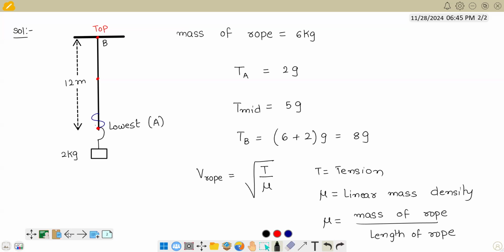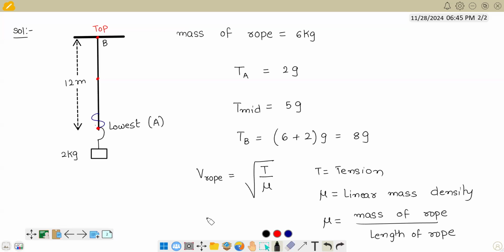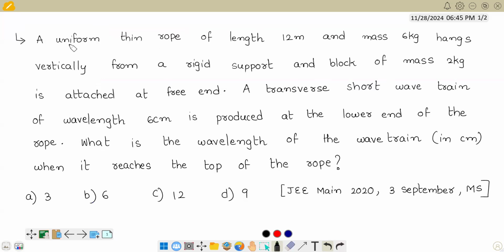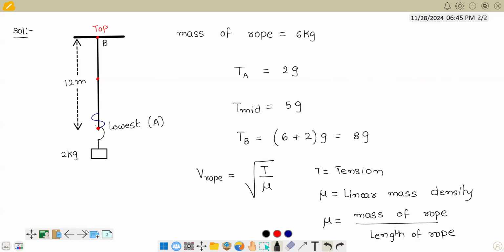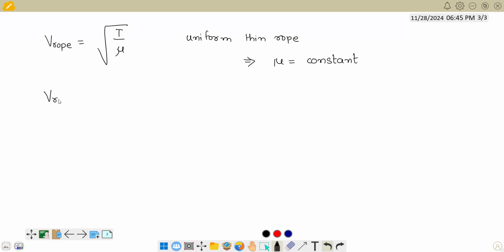In the question, if you read it carefully, he has given a uniform thin rope. Since it is a uniform thin rope, we can say this mu is constant. So we can say V rope equals root T by mu. Since it is a uniform thin rope, it implies that the mu value is constant. Since the value of mu is constant, we can write velocity of the rope is proportional to root T.